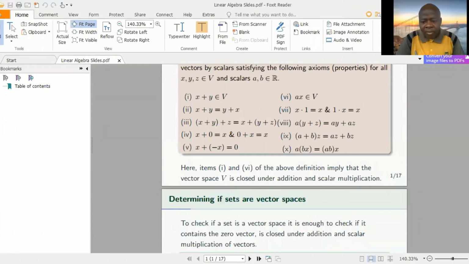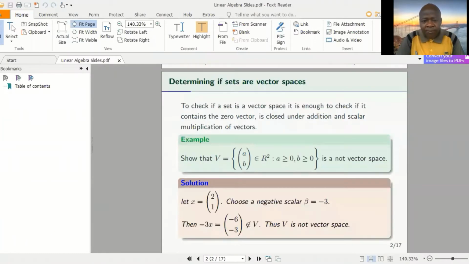The examples that I want to show you now are how to determine if a set is a vector space, determining if sets are vector spaces. And I've already stated this. I'm just repeating that to check if a set is a vector space, it is enough to check if it contains the zero vector, that is, if it's non-empty. So what this means is that V would be a vector space if it is not empty.